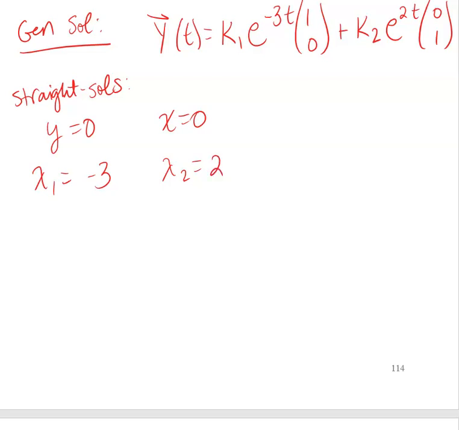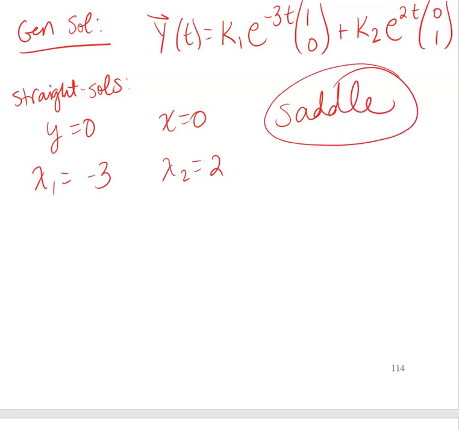It was 2, I think. Okay, so we know that because those are opposite signs, we know we're going to get a saddle, and let's take a look at what this graph is going to look like. What I would start off by doing is drawing those straight line solutions. I think that kind of helps you get everything situated.